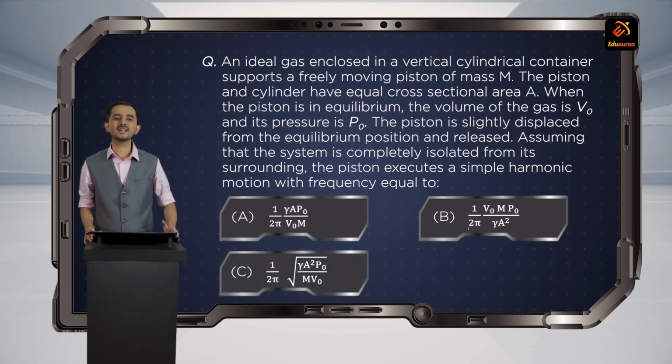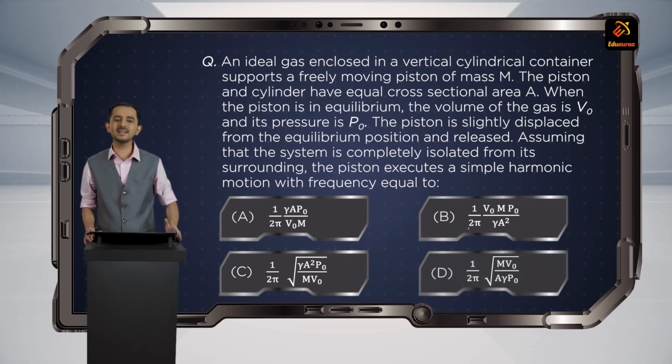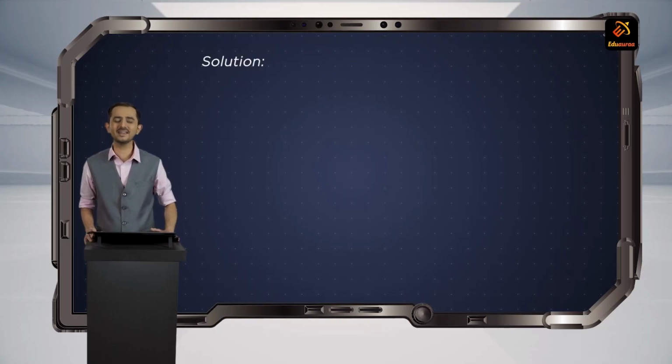Option C, 1 upon 2 pi under root of A square gamma P0 the whole upon M times of V0. And option D, 1 upon 2 pi under root of M times of V0 the whole upon A gamma into P0. Students, first of all we start with the discussion of increase in volume over here.